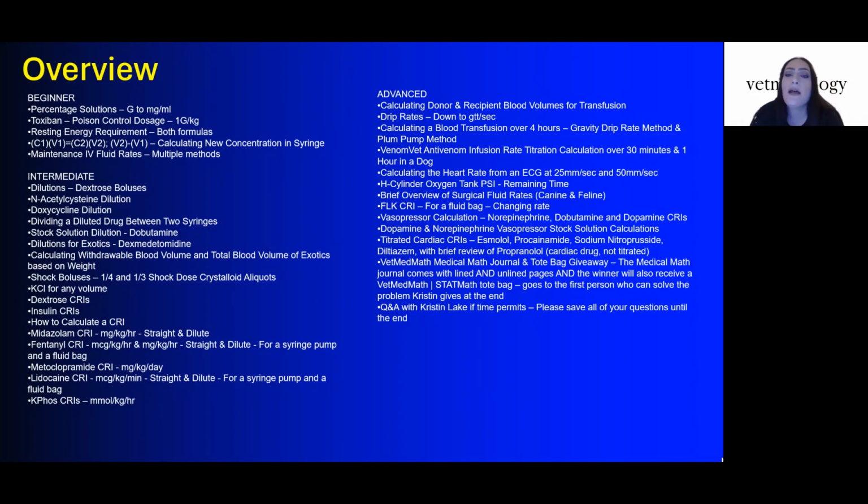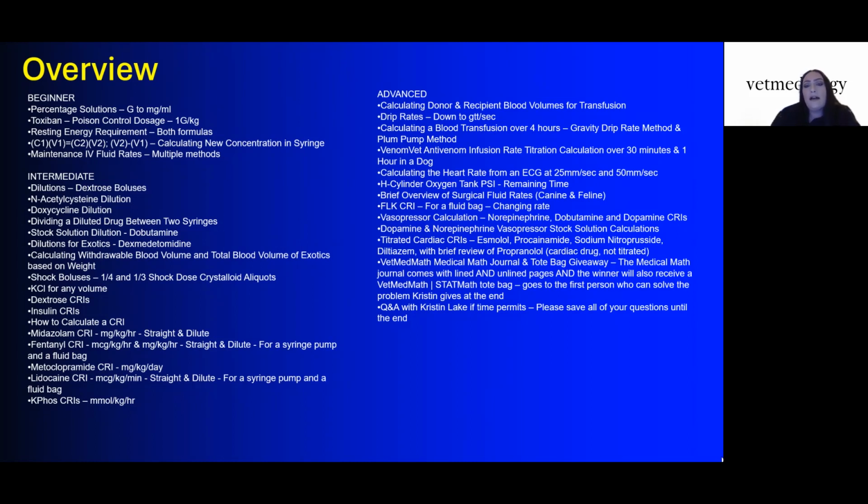And some advanced math, calculating donor and recipient blood volumes for transfusion. Drip rates down to drops per second, calculating a blood transfusion over 4 hours with the gravity drip rate method and pump method. Venom vet anti-venom infusion rate titration calculation over 30 minutes and 1 hour in a dog. I believe I only did the 1 hour. I apologize. Calculating the heart rate from an ECG at 25 millimeters per second and 50 millimeters per second.